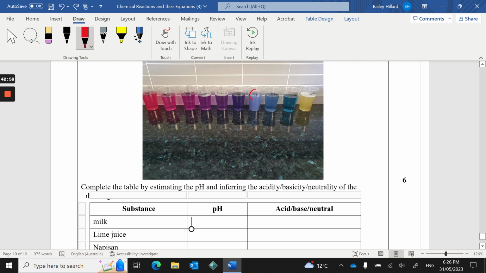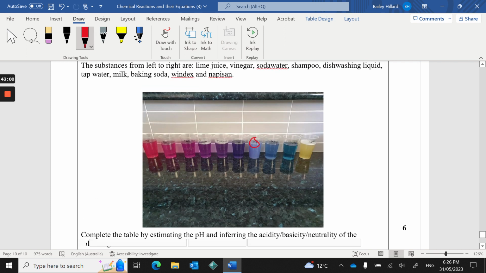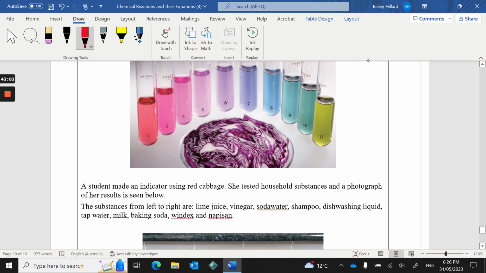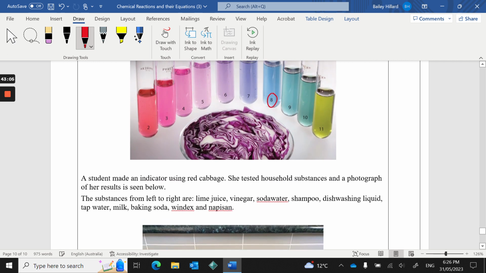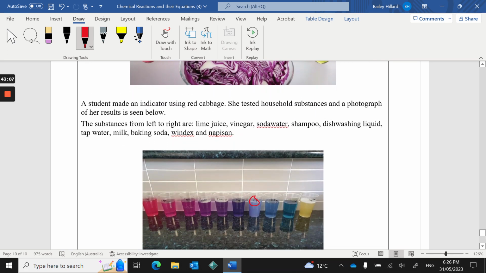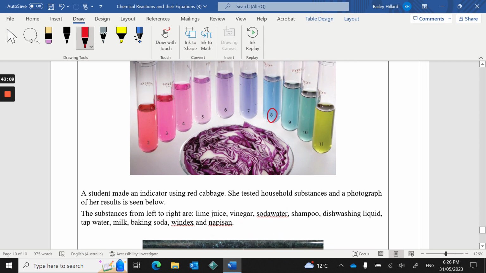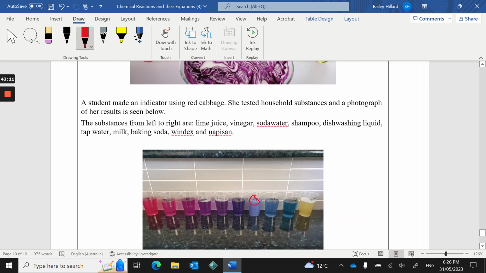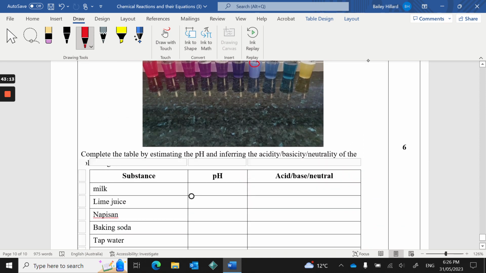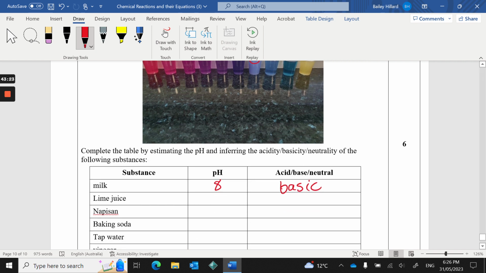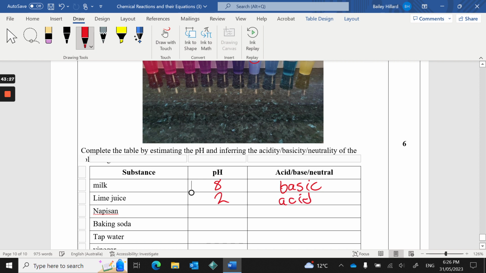So milk is this one here. So that's a very sort of light bluish color. This one here, I would say 8. You might get the marks for 9, depending on who's marking and who's feeling nice. But I would probably put that in the 8 category. So pH of 8, that is basic. Anything above 7 is basic, anything below 7 is acidic, and anything that is 7 is neutral. Now we have our lime juice, which is 2, which is an acid.